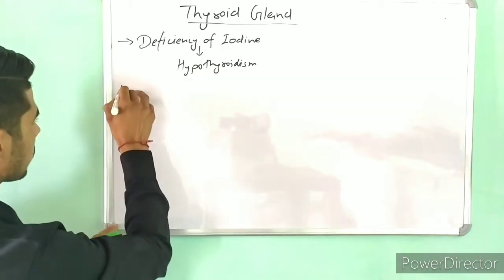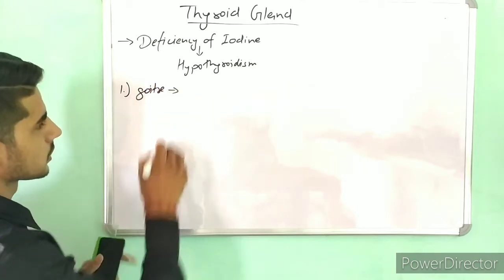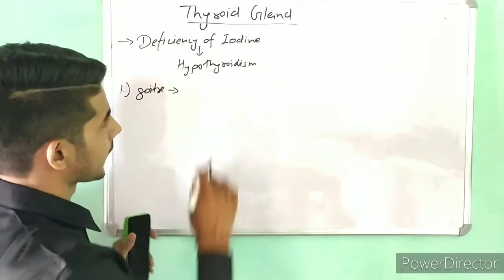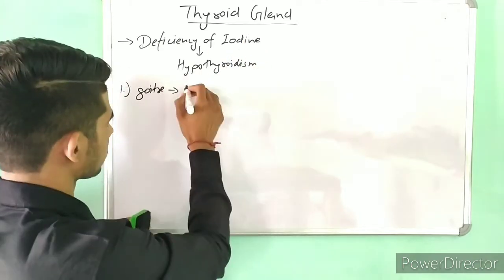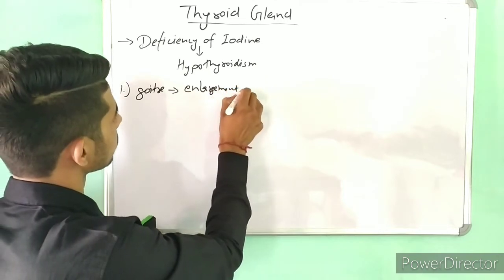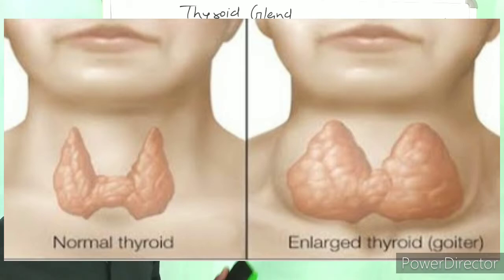The first one is goitre. In goitre, due to deficiency of iodine, the thyroid gland enlarges in size. As you can see in this picture, the size of the thyroid gland is increased.